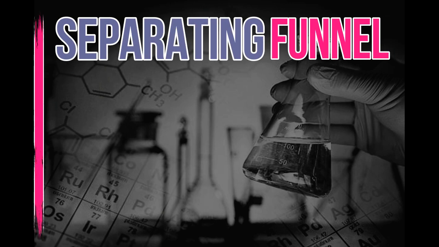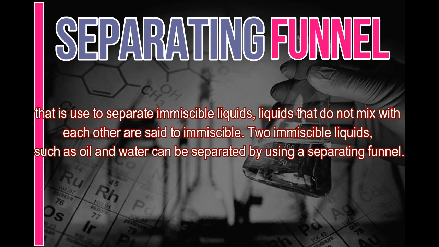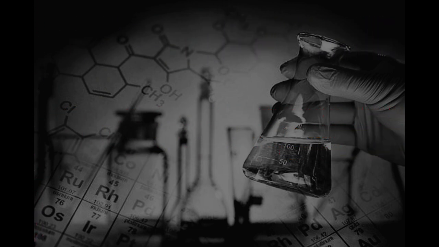Separating funnel. A separating funnel is used to separate immiscible liquids. Liquids that do not mix with each other are said to be immiscible. Two immiscible liquids, such as oil and water, can be separated by using a separating funnel. Materials: oil, water, safety pin, plastic bottle, transparent tape, candle, scissor, matchbox, glue, and binding wire.